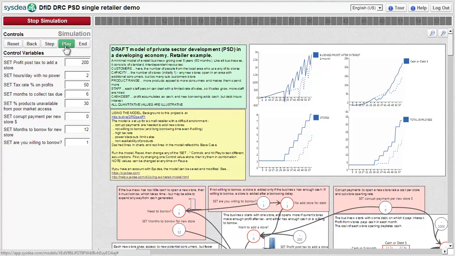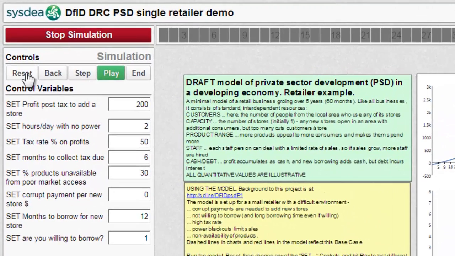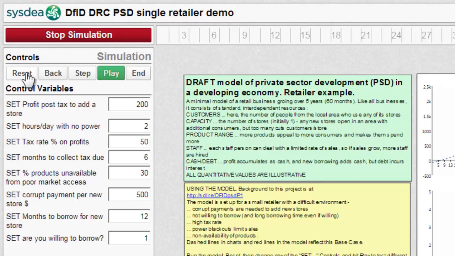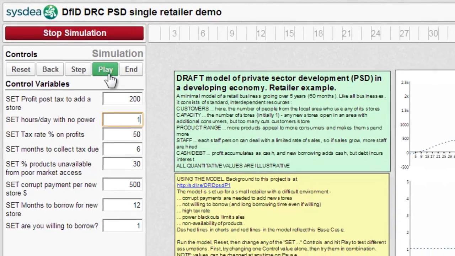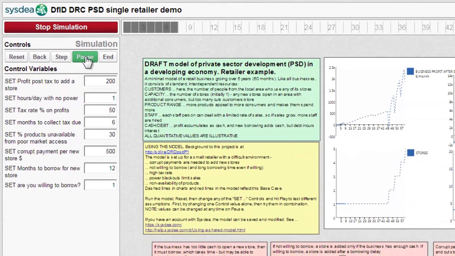You can also test multiple changes and have those changes apply at different times. Hit reset and change hours per day without power from 2 to 1. This means you get an extra hour of available trading time each day when you can keep the lights on. Hit play and pause after 12 months.